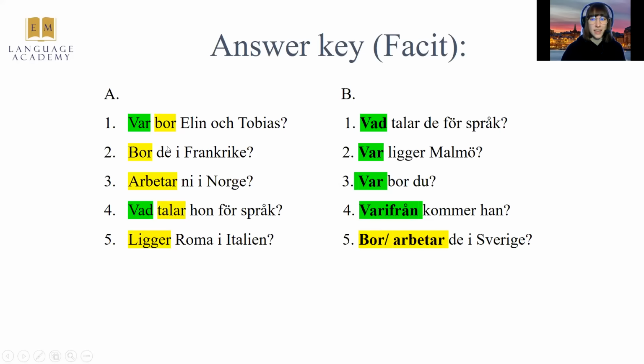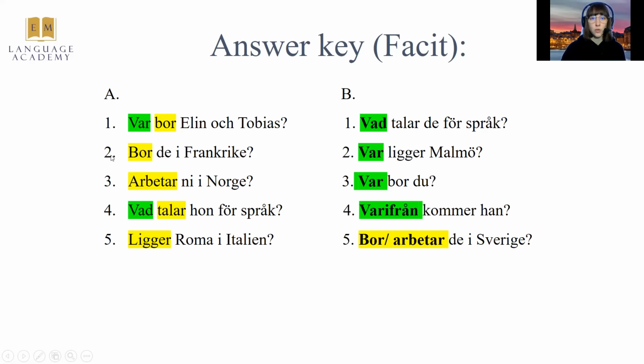Right, so in exercise A, "Var bor Elin och Tobias?" Where do Ellen and Tobias live? We have a question with the question word var, and then the verb is bor. When it comes to the second one, "Bor de i Frankrike?" This is the second type of question, because we no longer have any question words. "Bor de i Frankrike?" Do they live in France?